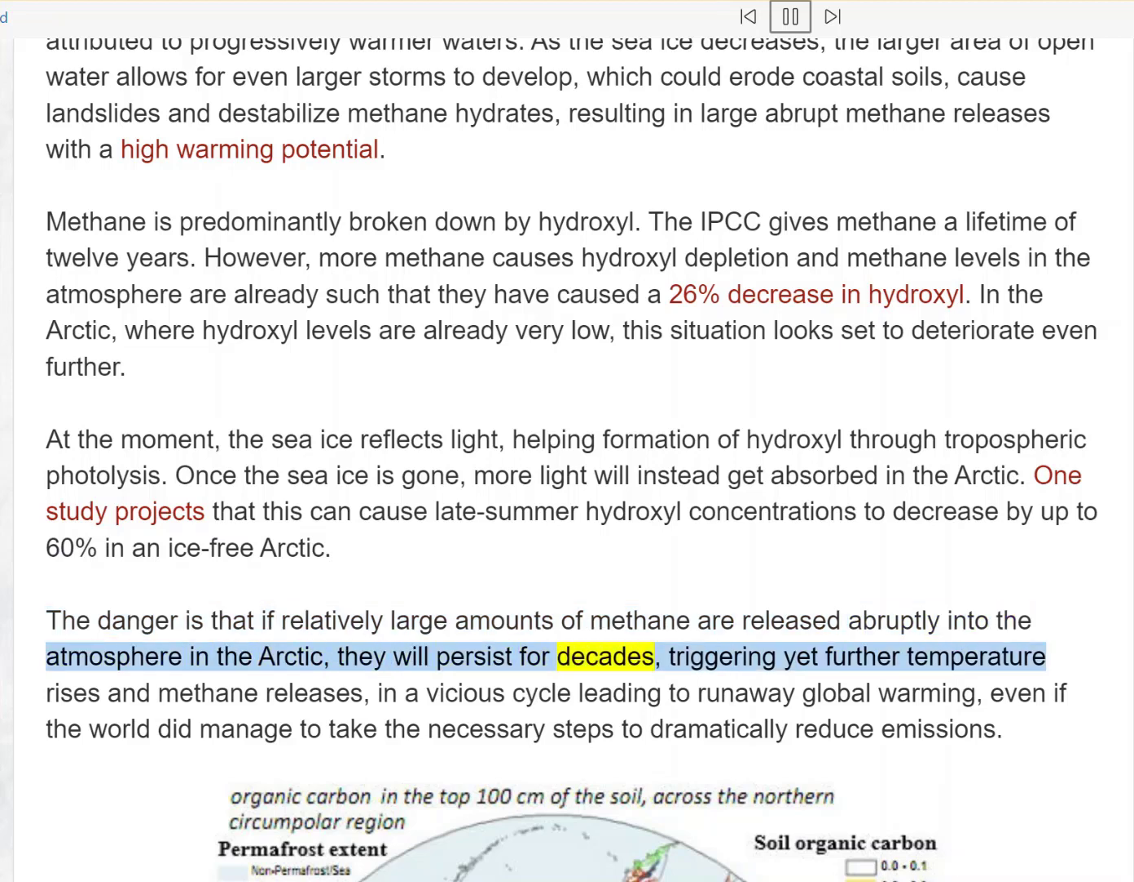The danger is that if relatively large amounts of methane are released abruptly into the atmosphere in the Arctic, they will persist for decades, triggering yet further temperature rises and methane releases, in a vicious cycle leading to runaway global warming, even if the world did manage to take the necessary steps to dramatically reduce emissions.